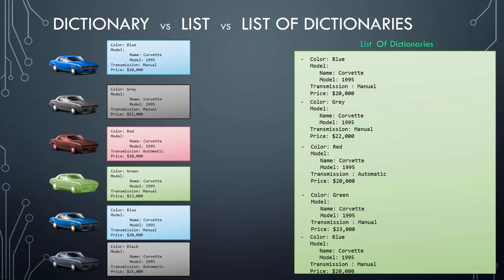So that's the difference between dictionary, list, and list of dictionaries. I hope you understood the difference between the three and when to use each of these. Before we head over to exercises, let's take a look at some key notes.